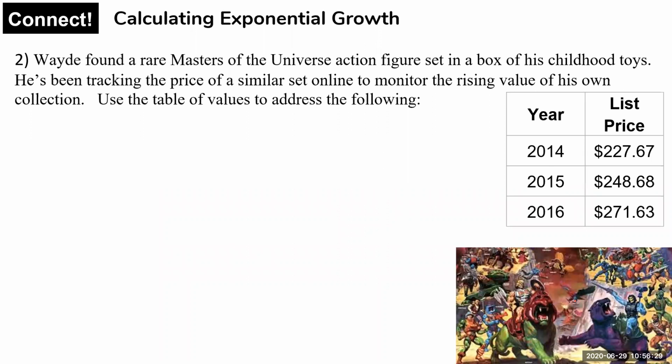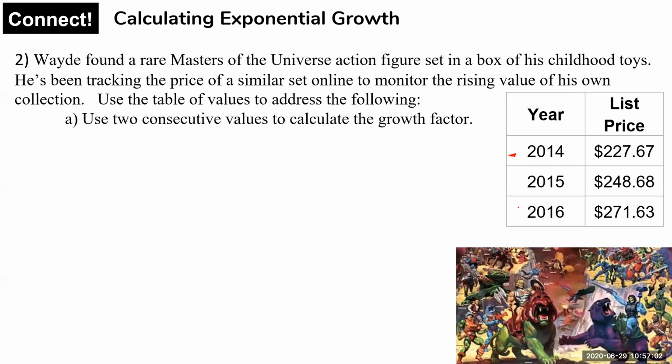Now, let's take another example. Wade found a rare Masters of the Universe action figure set in a box of his childhood toys. He's been tracking the price of a similar set online to monitor the rising value of his own collection. We want to use a table of values to address the following. So this is a table of values. Wade started from 2014 and he's tracking the values. So here, we want to use two consecutive values to find the growth factor.